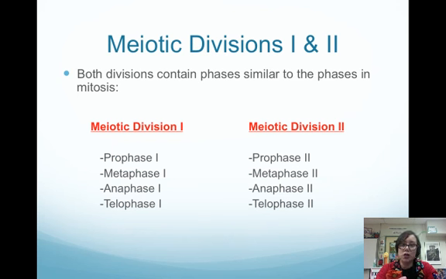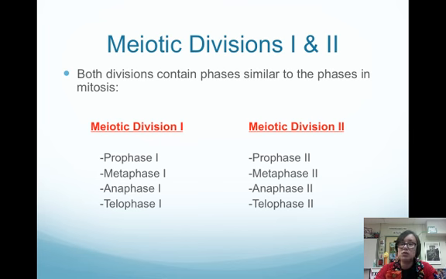So here's what it looks like. The meiotic divisions 1 and 2 are very similar to the terms that you saw in mitosis, and in fact, a lot of the similar activities are going to be happening as well. So in meiotic division number 1, we have PMAT1, and in meiotic division 2, we have PMAT2. So think about the things that happen in prophase, metaphase, anaphase, and telophase. Similar events are also going to be happening in the 2 divisions of meiosis.